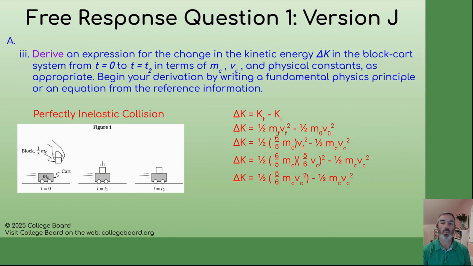Then we multiply by 1/2, which gives us 5/12 times the mass of the cart times the velocity of the cart squared. And then we find a common denominator, so we'll make 1/2 into 6/12, and we can do 5/12 minus 6/12, and that gives us negative 1/12 mc vc squared. That's the change in the kinetic energy, and this makes sense. It's a perfectly inelastic collision, so we should have a decrease in kinetic energy, and that's what we have with our negative value, negative 1/12 mc vc squared.